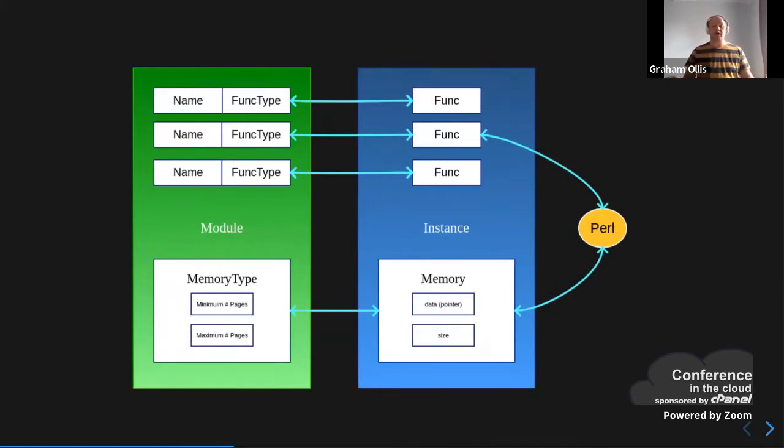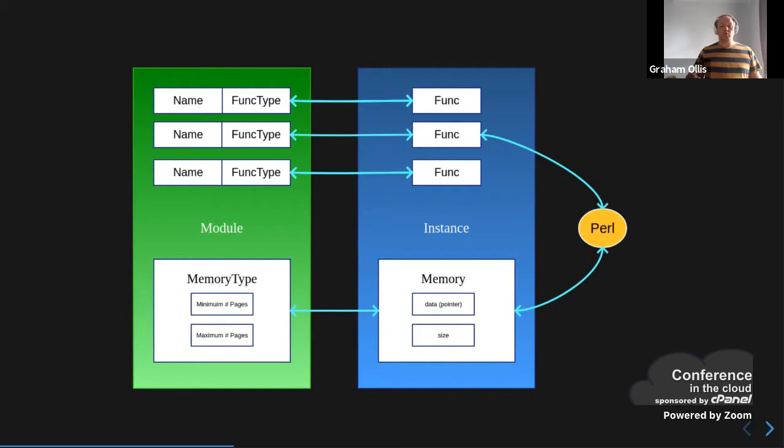It shows the most important classes to understand how Wasmtime works. The module object on the left is a compiled in-memory representation of a WebAssembly binary. The module object can contain a number of name to func type mappings. A func type is just a function signature, basically. So this tells us what functions we can call and how to call them. The module object also contains another useful object, which is the memory type. This tells us the maximum and minimum number of pages of memory that the WebAssembly requires.